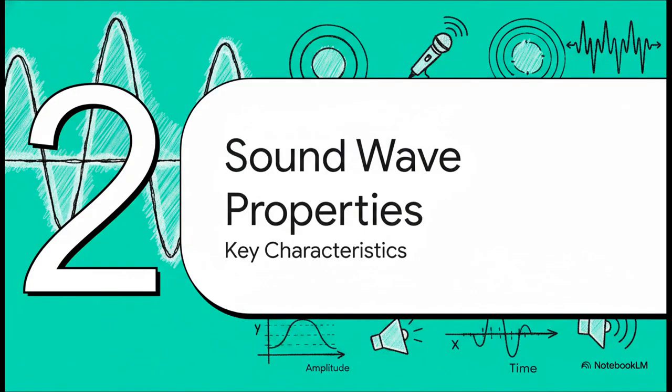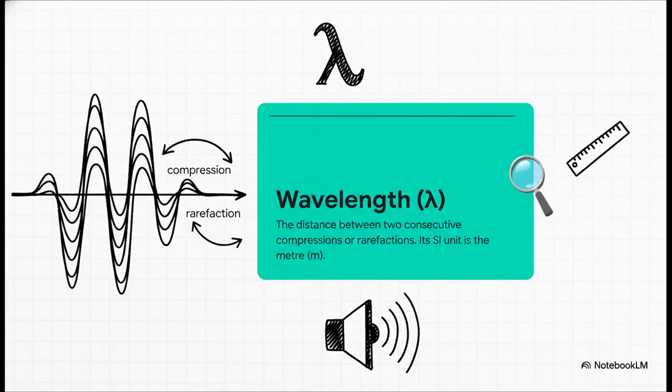Okay, now that we know what a sound wave is, let's see how we can describe it. We will now look at its key characteristics and properties. First, we have wavelength. Its symbol is the Greek letter lambda. Wavelength is simply the distance between two consecutive compressions or two consecutive rarefactions. And since it is a distance, its SI unit is the meter.